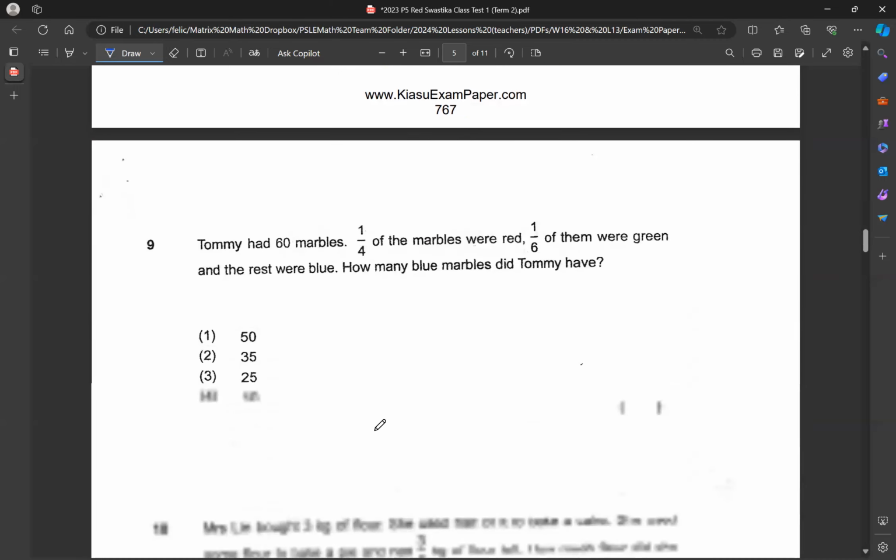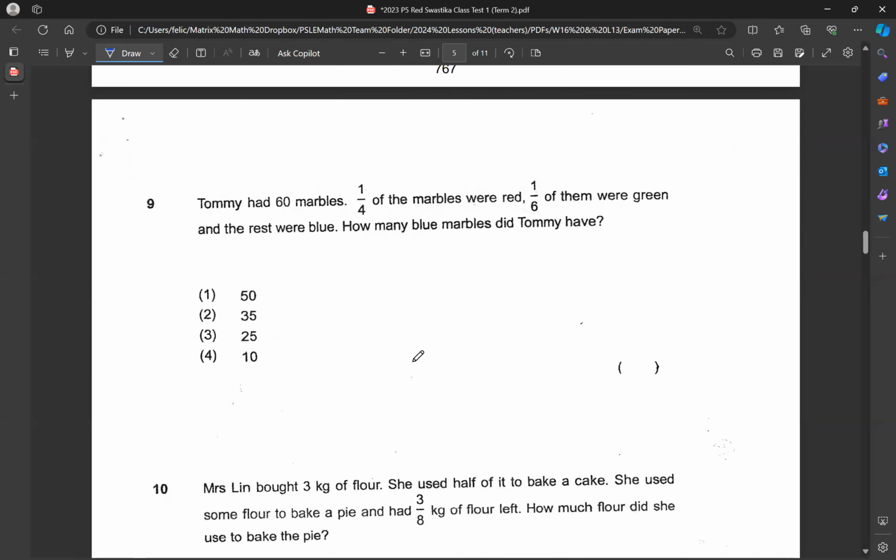Okay, let's go on to question 9. Tommy had 60 marbles. 1/4 of the marbles were red and 1/6 of them were green and the rest were blue. Okay, so take note of the marbles. The marbles is referring to the 60 marbles at the start. Same over here, 1/6 of them. The them is referring to the 60 at the start also.